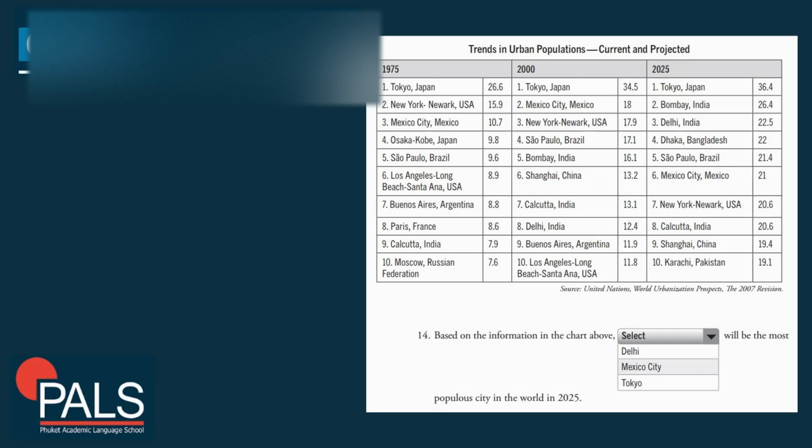Here we have trends in urban population. A big chart giving us past, current, and projected populations by cities. Have a look. Notice who's at the top, who's at the bottom. Pause the video, analyze it, read the question, look at the answers, and see what you think.